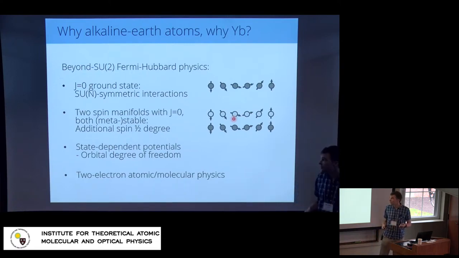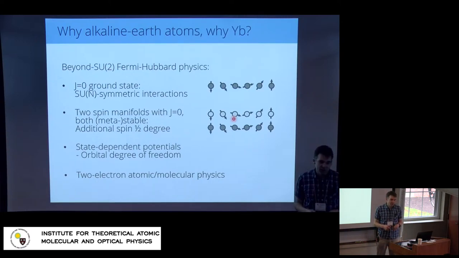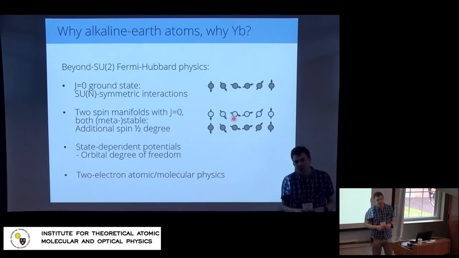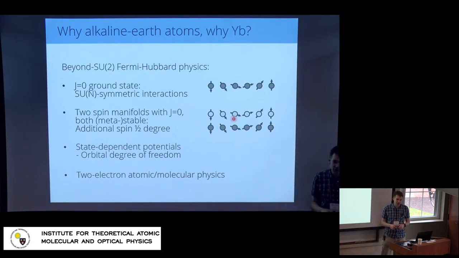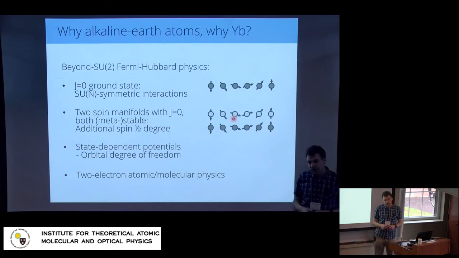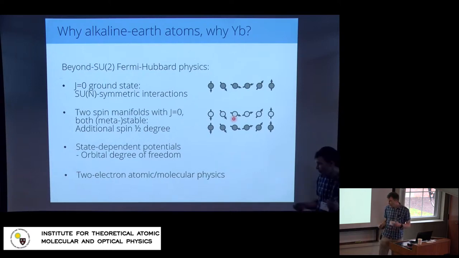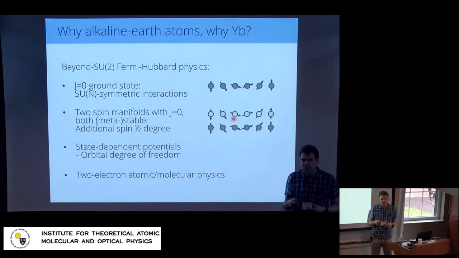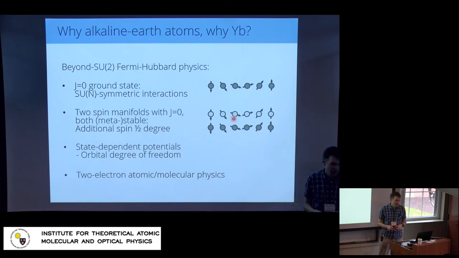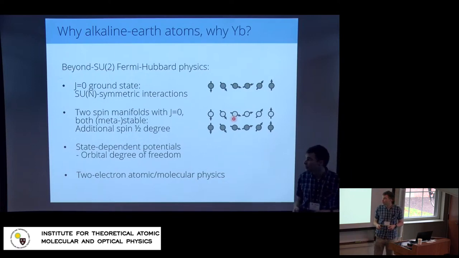Why is this interesting? As we will see, we can exploit this in various ways, and one important one is that we could make state-dependent potentials, and with this get some real orbital degrees of freedom that you would have in some condensed matter systems, but that are otherwise very hard to generate, in particular for fermions with a spin with cold atoms. And of course, in addition to that, there's all kinds of very interesting two-electron atomic physics, molecular physics, Rydberg physics that you can do with these atoms that I'm not really going to talk about, but that can also be a motivation to use these types of atoms.